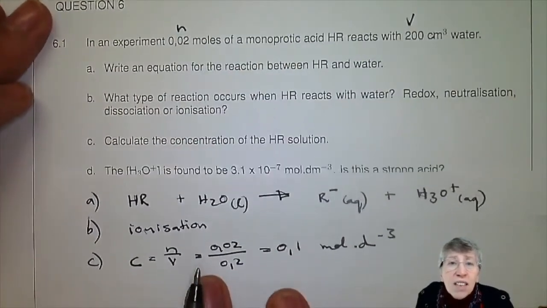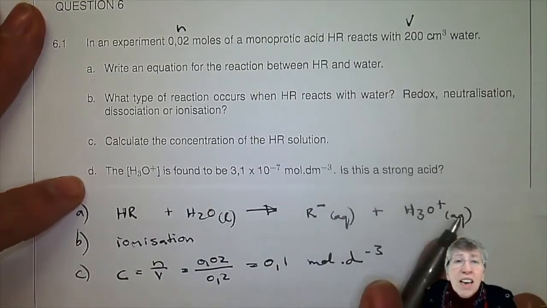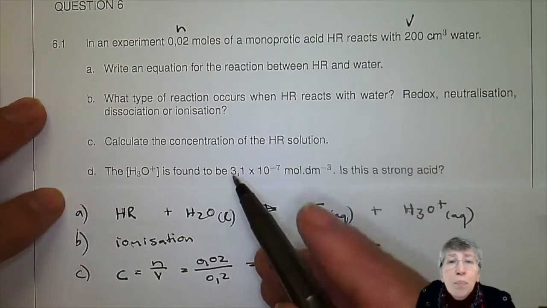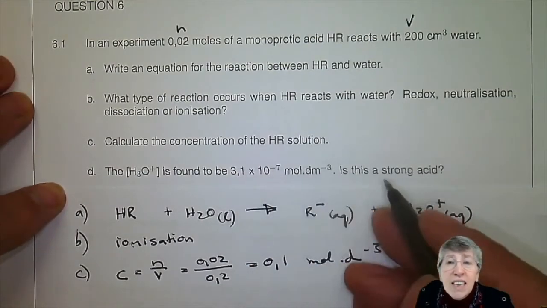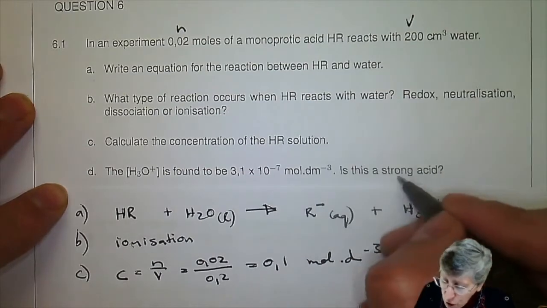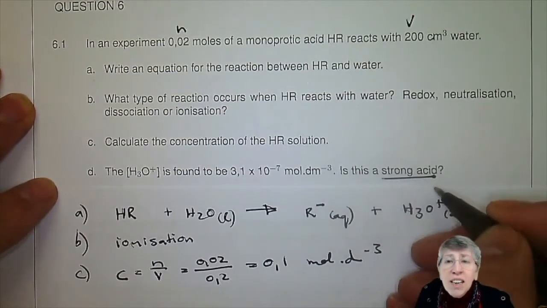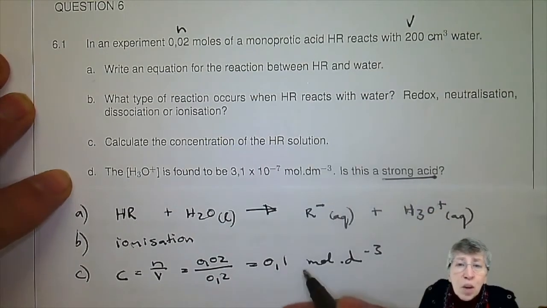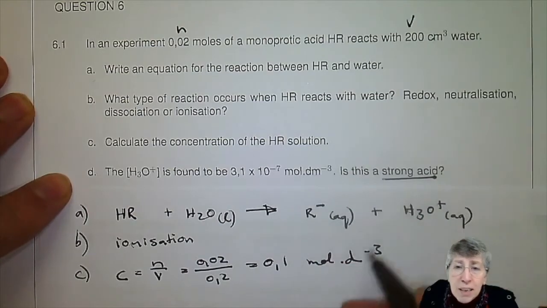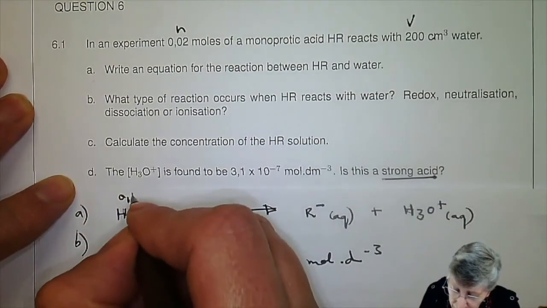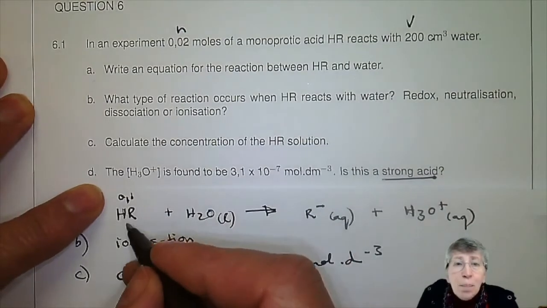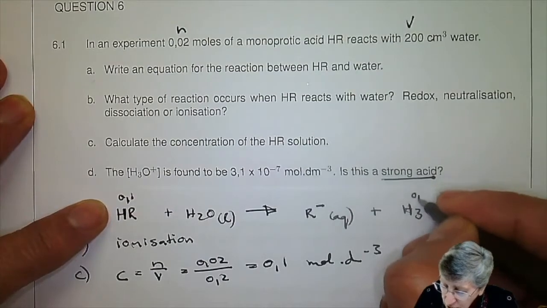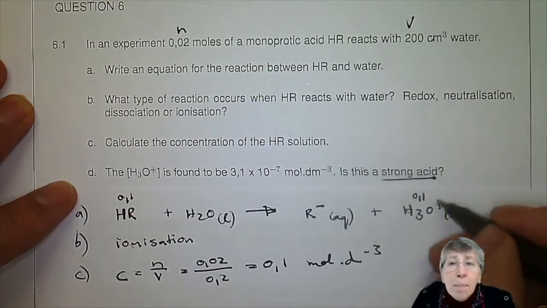And now they ask us, if they do this and they go and measure, they find out that the hydronium ion concentration is 3.1 times 10 to the minus 7, and they ask us, is this a strong acid? Now first, what is a strong acid? The definition of a strong acid, it ionizes completely, right? So if I put 0.1 moles in every cube decimeter, in every liter, and it ionized completely, which means every single molecule reacted, I should have had 0.1 as well, right? But I don't have that.